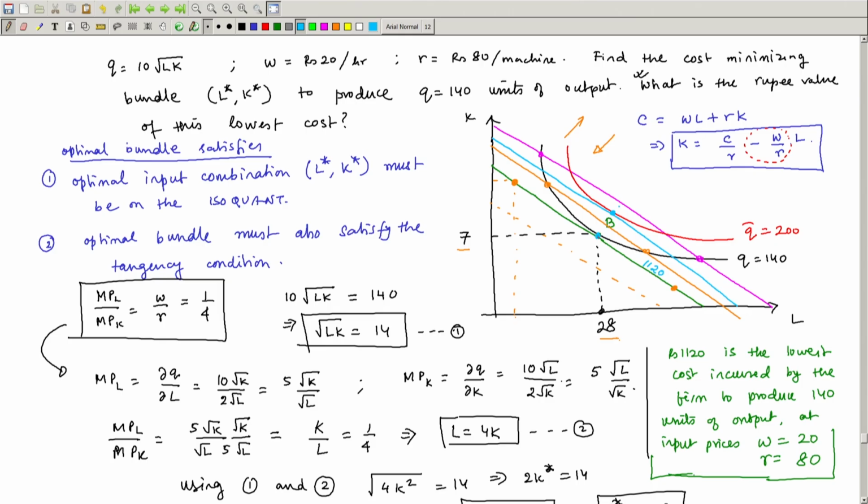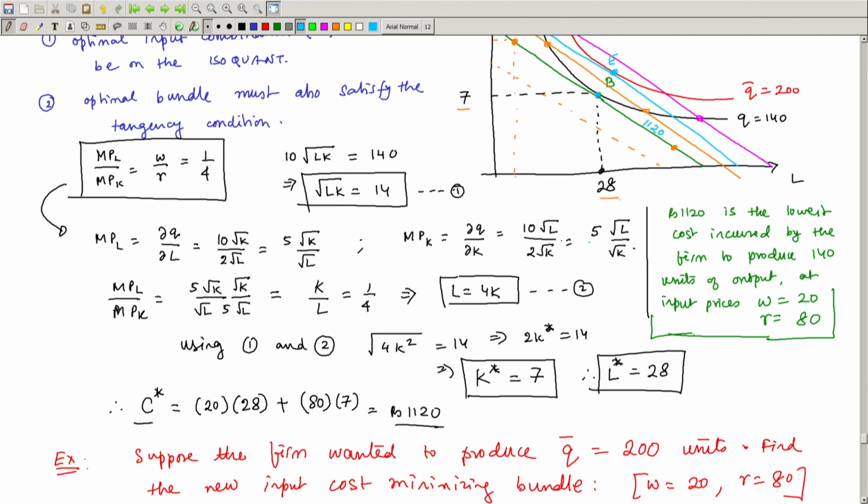And even without doing any algebra, notice that this new bundle, call it bundle E, is on an isoquant which must cost more than bundle B, right. Pictorially, I can see that the blue isocost line which passes through the point E and is tangential to the isoquant at the 200 level at point E is at a higher level than the green isocost line which passes through the point B, which tells me that the cost associated with bundle E is greater than that of bundle B. So, even without doing any math, we can make that claim.